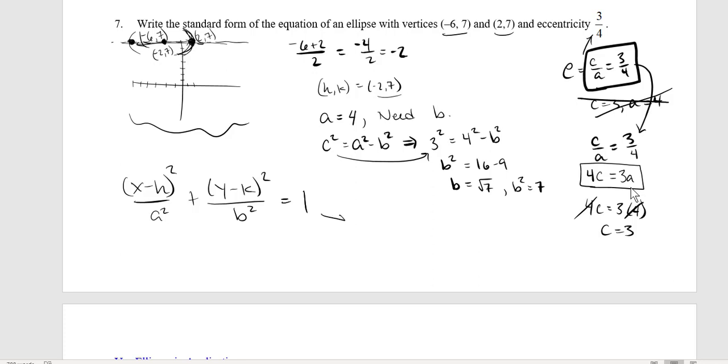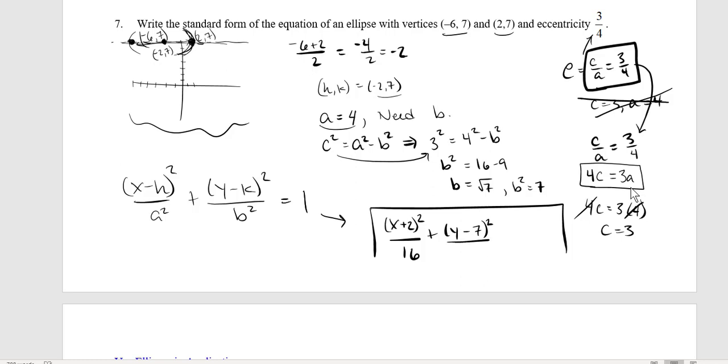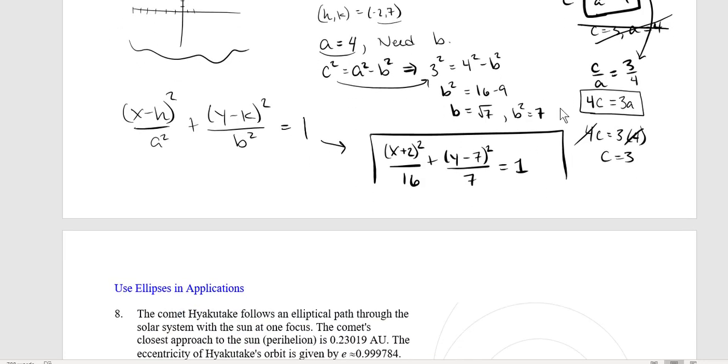So we can write our equation. Final answer. X minus h is negative 2, so minus a negative makes plus 2 over a squared. A squared is 16, because a is 4. Plus y minus the y coordinate of the center is 7 over b squared, well, our b squared value is 7. So that's it. That's our standard form equation of this ellipse. Not too bad. Let's finish up with one more problem.